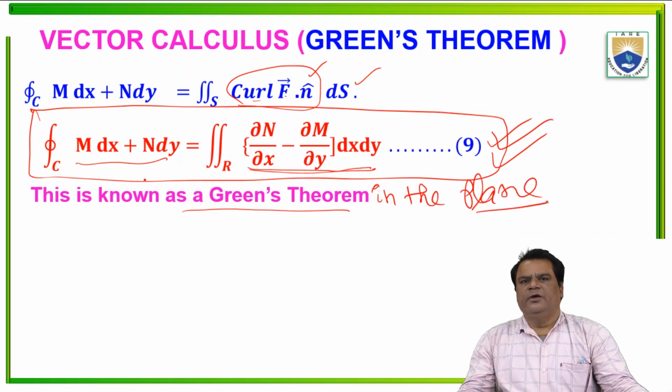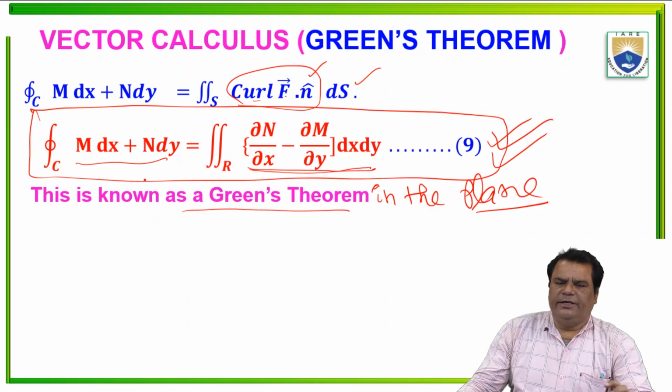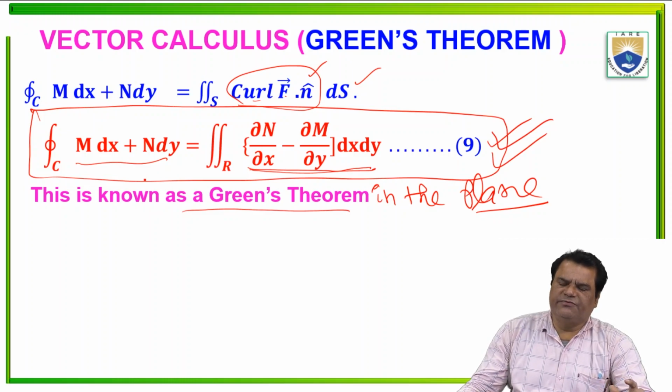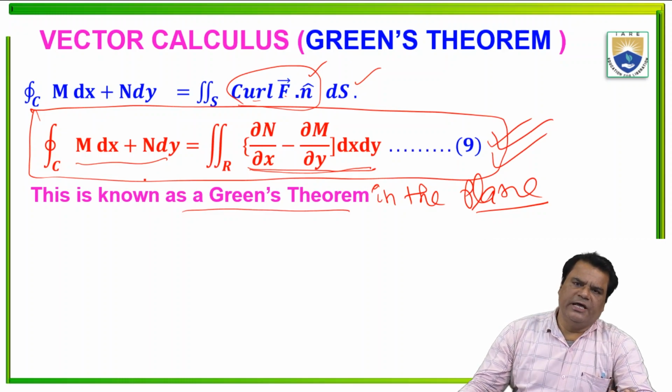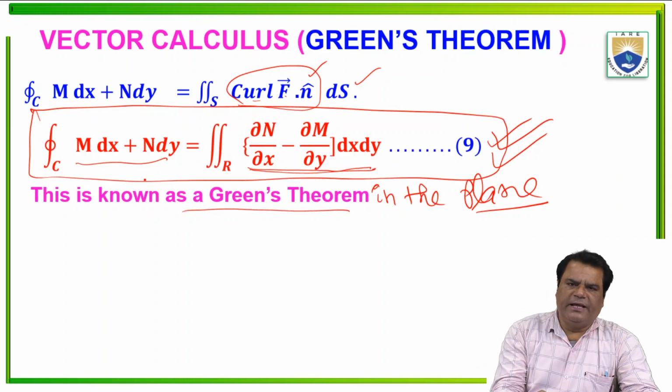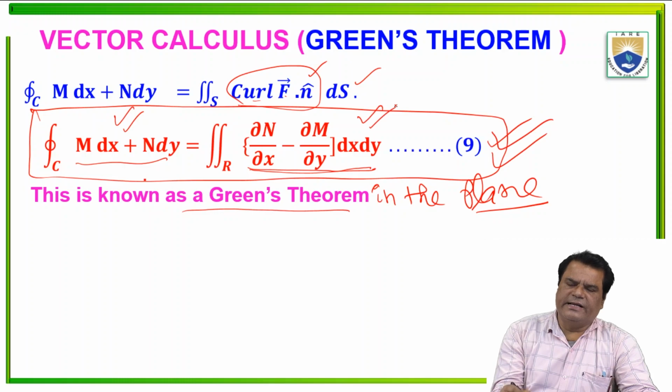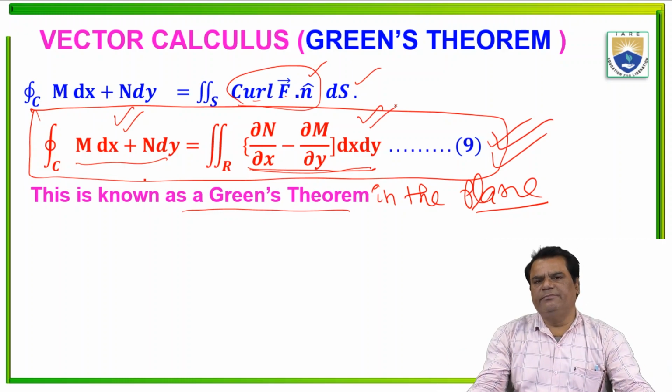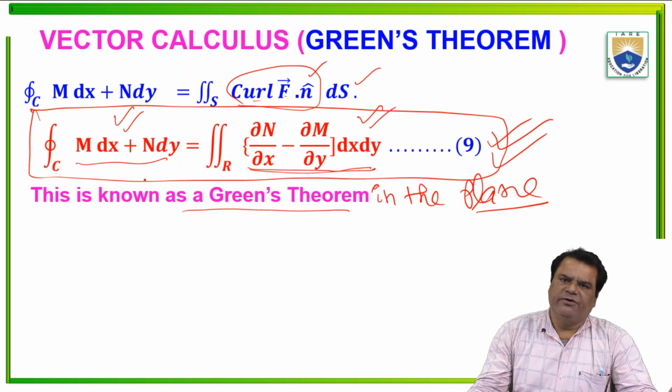This is equation 9. Equation 9 is the basic formula for Green's theorem. To solve any question with the help of Green's theorem, we apply this, or to verify Green's theorem, we apply this formula. To verify Green's theorem, we find the value of the left hand side and also the value of the right hand side. If both values are the same, it means Green's theorem is verified in our question.